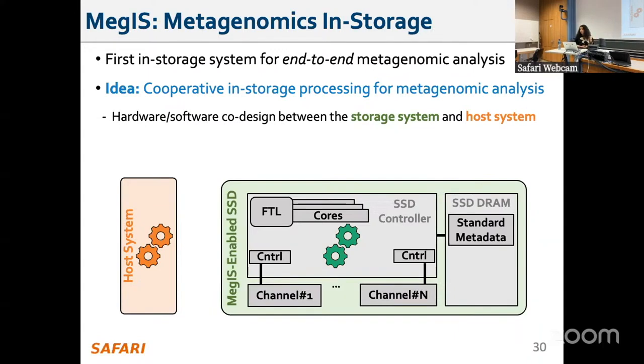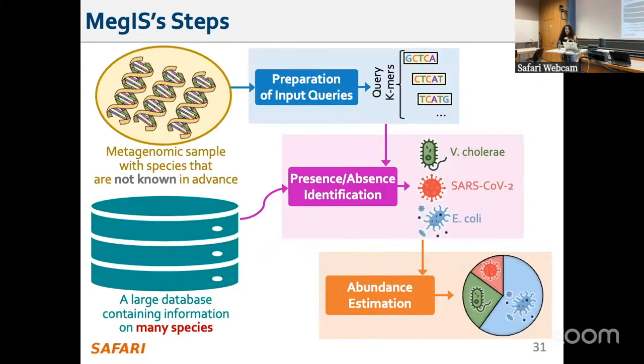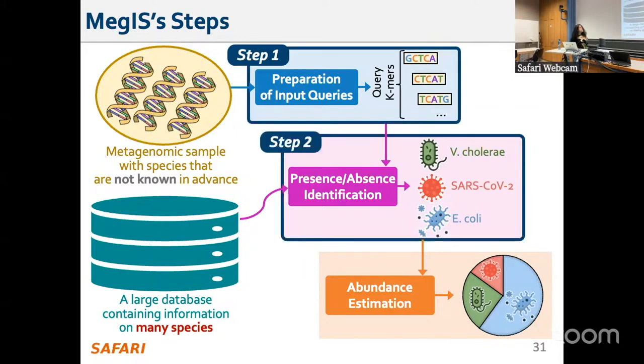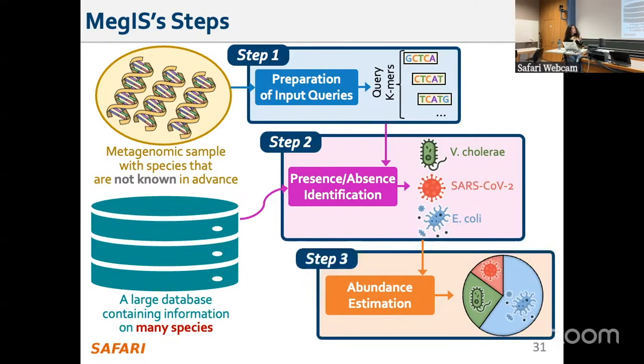So let's revise these steps and then see MegIS' steps here. MegIS step 1 would be preparation of queries. Step 2 would be presence-absence identification. And step 3 would be abundance estimation, right?